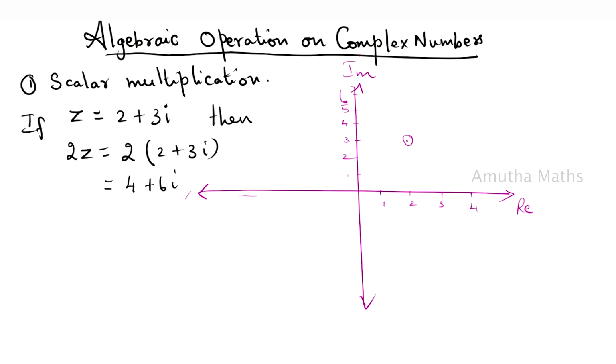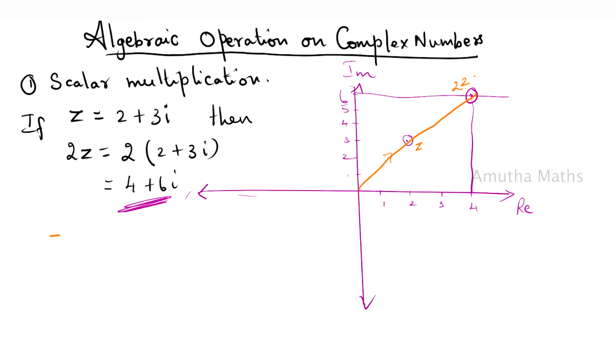And what is 4 plus 6i? So 4 you have to take in the real axis and 6 in the imaginary axis. 4 comma 6. So here 4, here 6. 4 comma 6 will be here. Now you join this. Now you see this point is z and this point is 2z. இது வரைக்கும் z. So here 2z. இது z ஓட ரெண்டு மடங்கு, 2 times z.